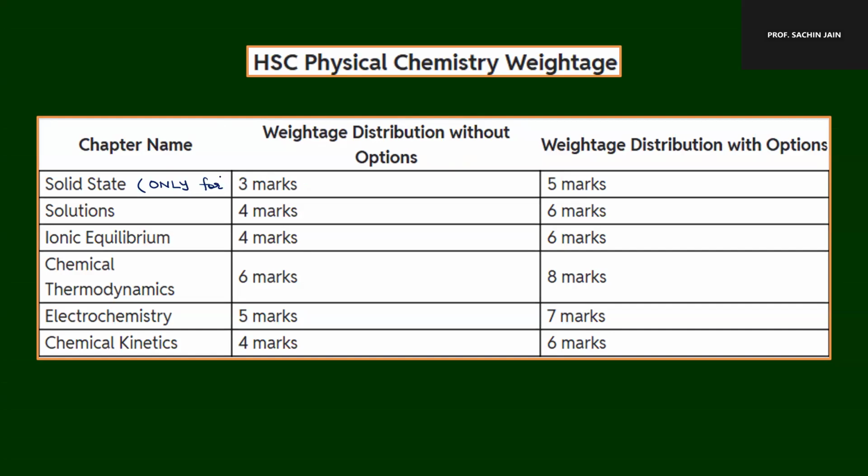There are 6 chapters out of which the solid state is only for HSC. It means it is not in NEET. And you can see the weightage of this. I'll send the PDF, so no need to note anything. It will be given as reference. So you will have this PDF with you. Then there is solutions, which is, I think, completed. Ionic equilibrium, which we have already done. Then thermodynamics, electrochemistry, and chemical kinetics. Those chapters which are there for NEET are there for HSC as well. But solid state in HSC is not in NEET.